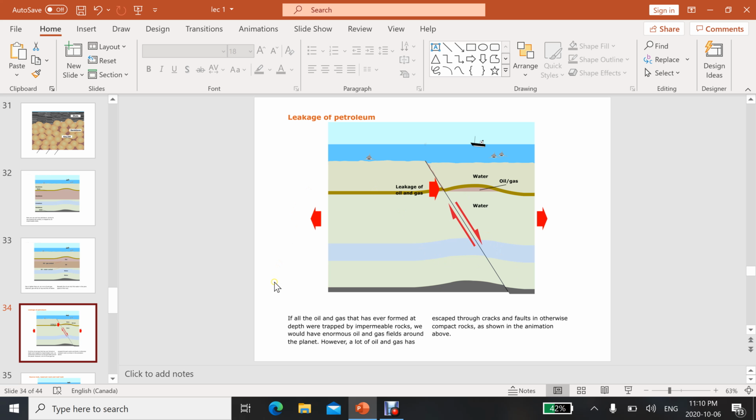If all the oil and gas that has ever formed at depth were trapped by impermeable rocks, we would have enormous oil and gas fields around the planet. However, a lot of oil and gas has escaped through cracks and faults in otherwise compact rocks, as shown in the figure above. You can see there are a lot of examples in the world where oil and gas was there, but you can't find any because it was leaked due to these fault structures.